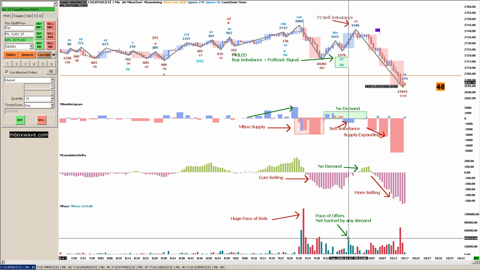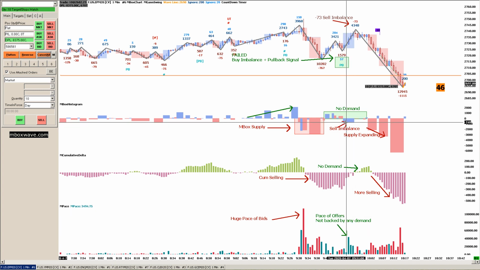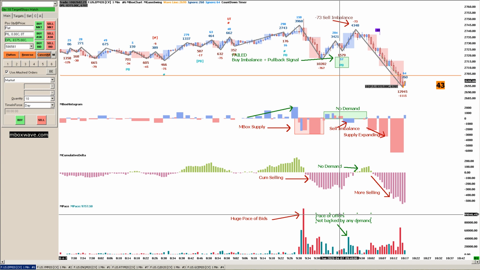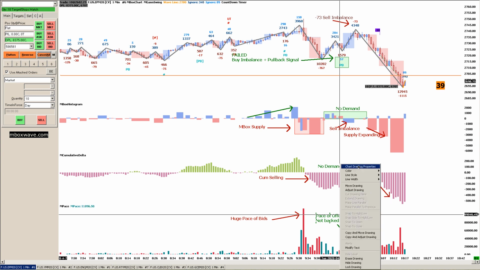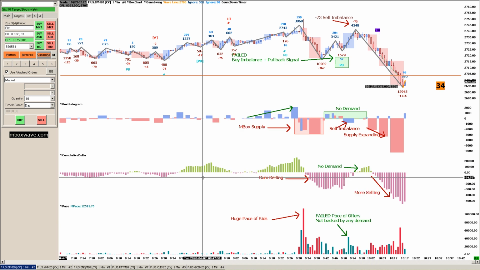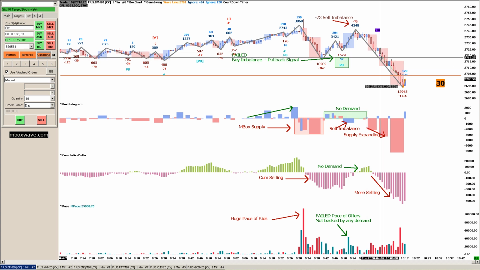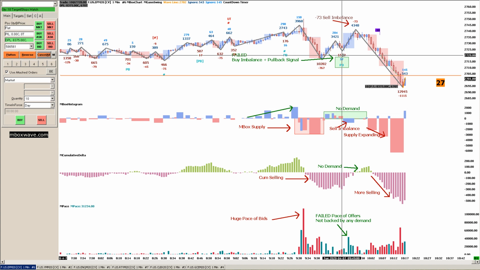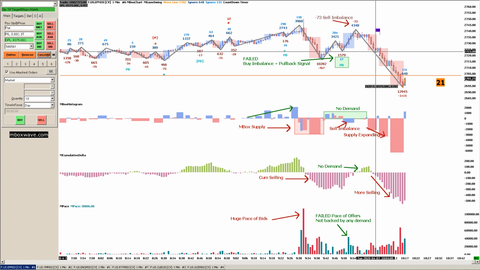The pace of offers kind of peaked up here, but it's not backed by any demand. So this becomes bearish, right? This becomes a failed pace of offers. As we broke down here, since we weren't backed by any demand, this became a failed buy imbalance and pullback signal. And so I took a short on the breakdown of this level right here.